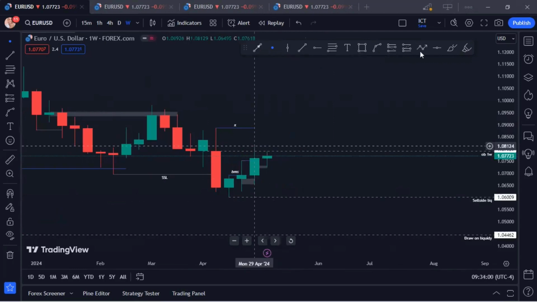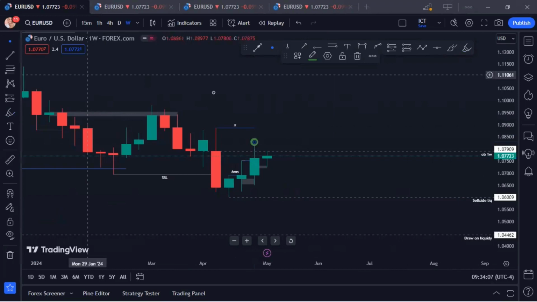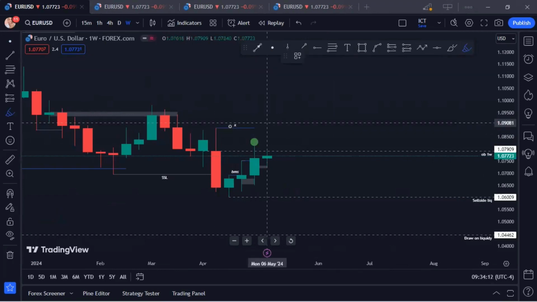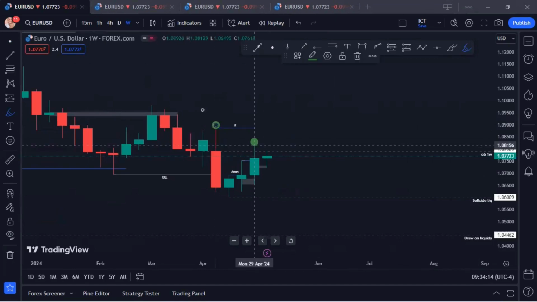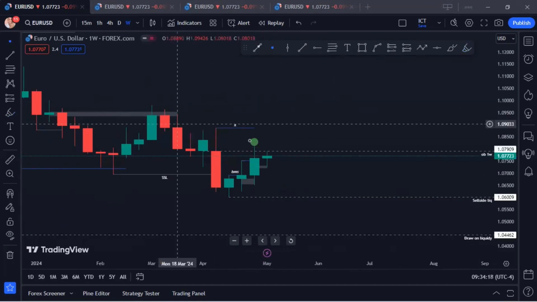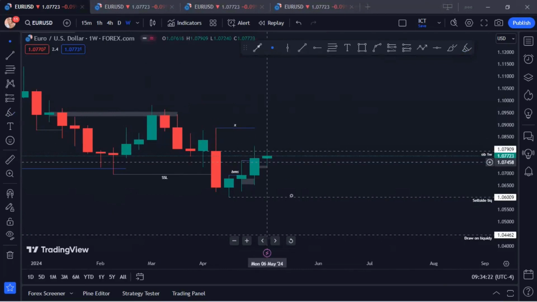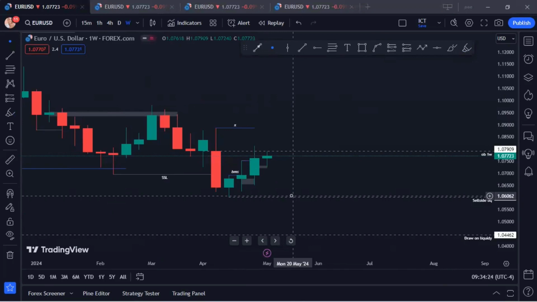The validation would be if this high right here is taken. So once that high is taken, I'm expecting price to take out this high too. But as long as this high is maintained, we are bearish, guys, for price to expand to the downside. So that's my view on EURUSD. That's what I'm expecting to happen.